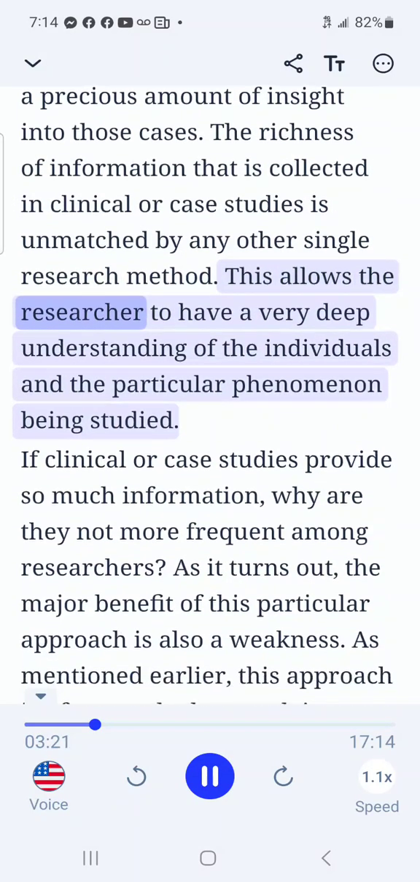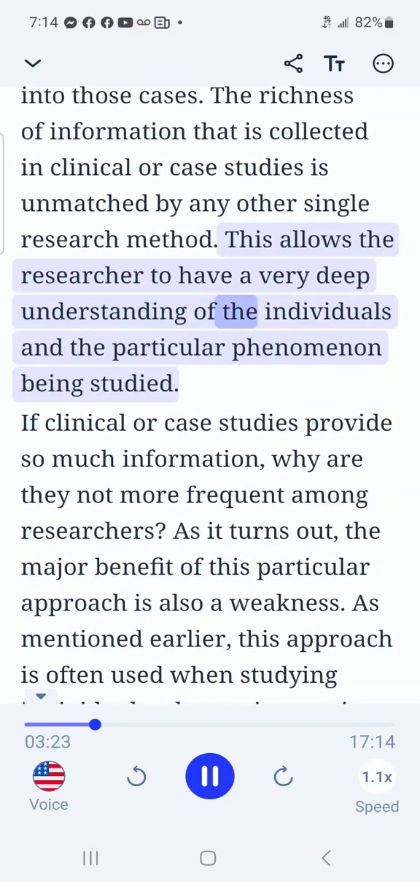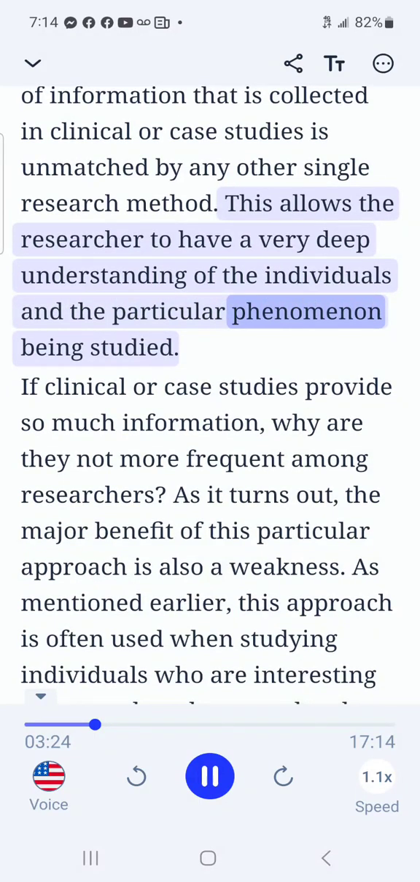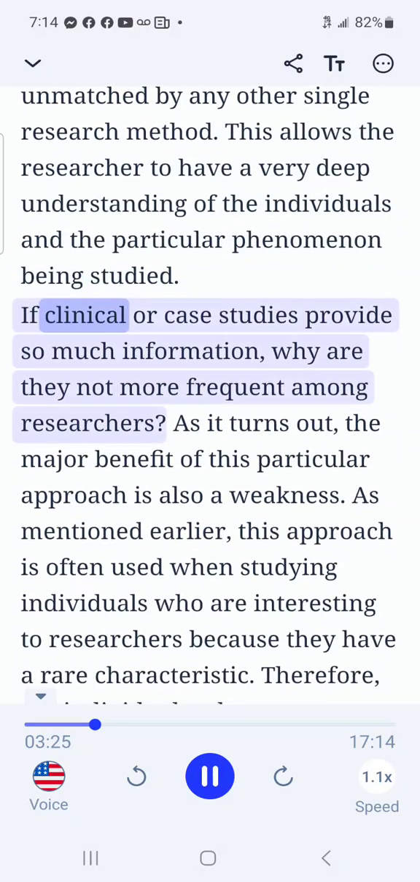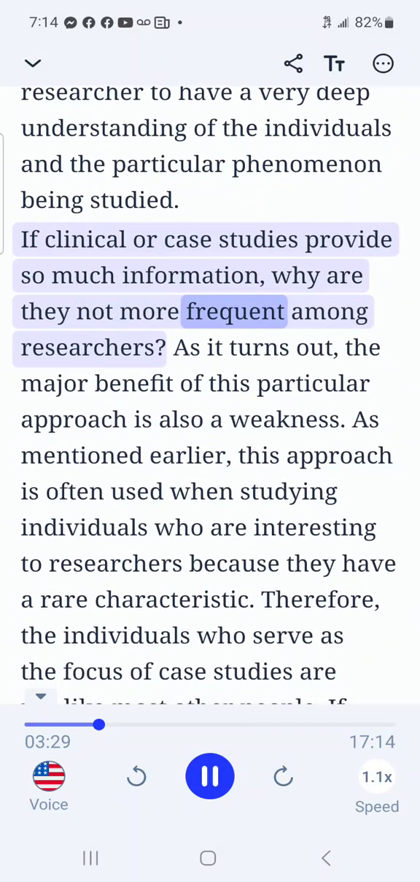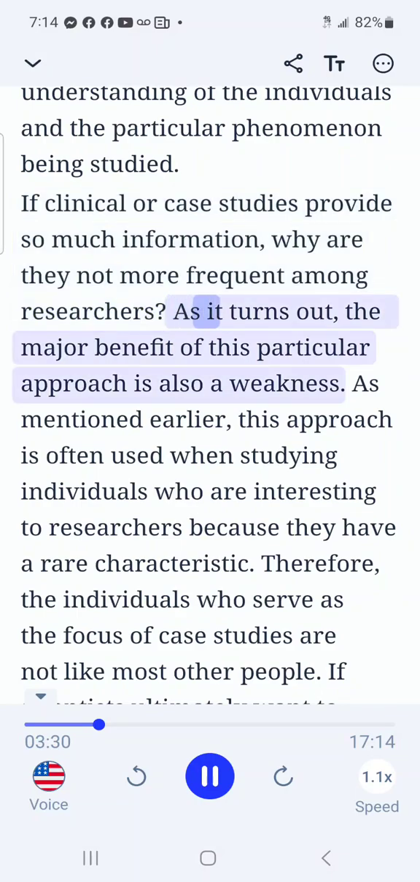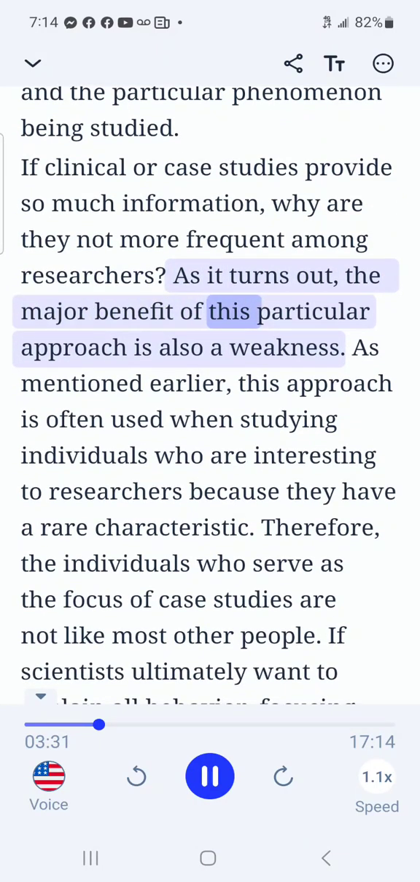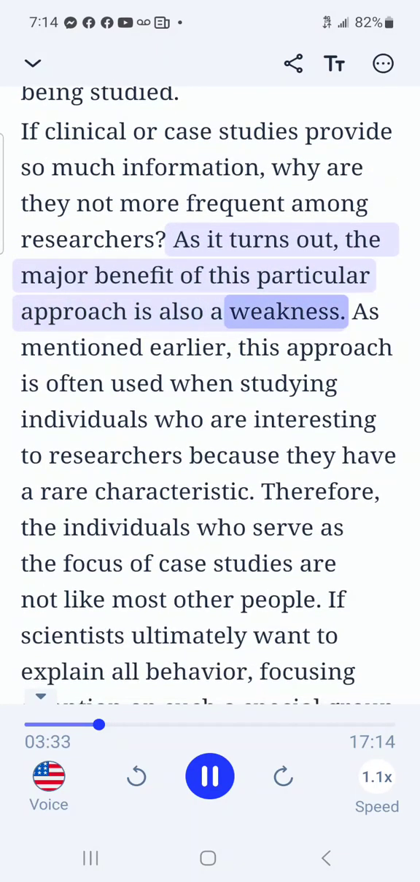This allows the researcher to have a very deep understanding of the individuals and the particular phenomenon being studied. If clinical or case studies provide so much information, why are they not more frequent among researchers? As it turns out, the major benefit of this particular approach is also a weakness.